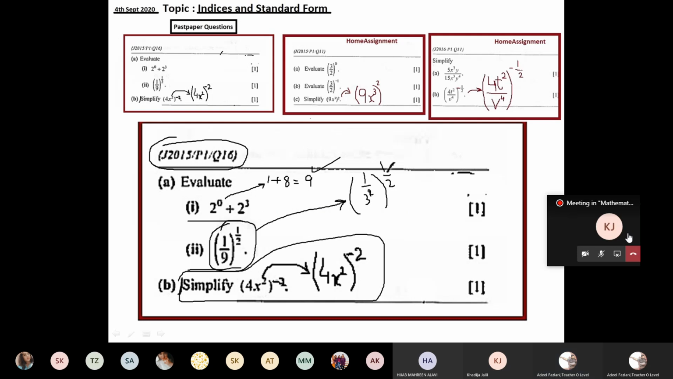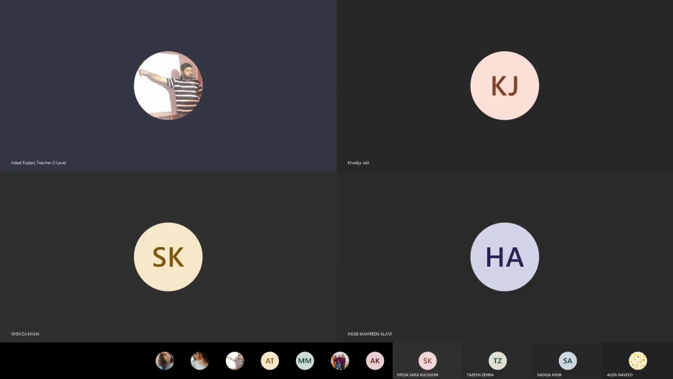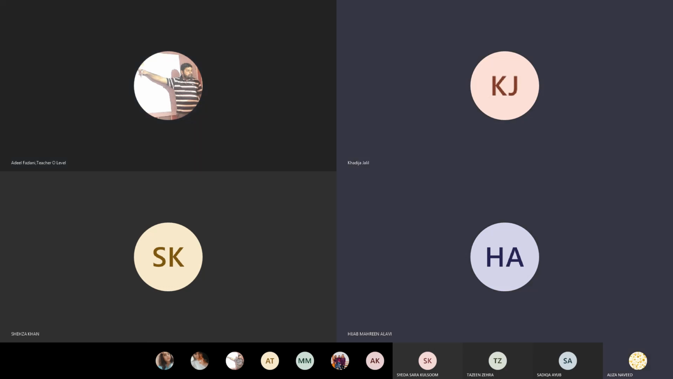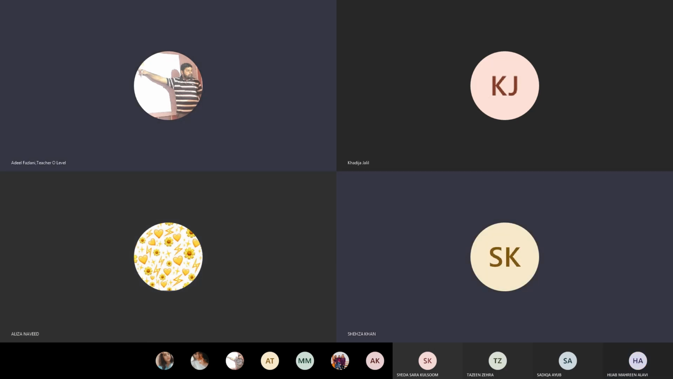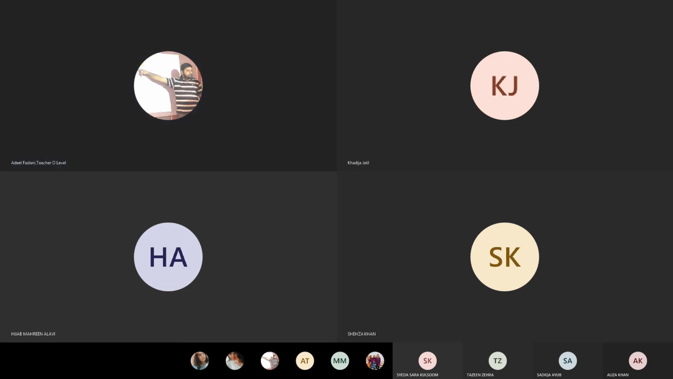Can you see the screen? Yes, sir. Class, am I audible to you? Now, after 3 power... Sir, the screen is gone. 1/3 square, whole power 1/2. And after this step, you have to... Sir, your screen is gone. Sir, screen is not visible. All right, screen is not visible. Let me reshare again. Due to an internet issue, this is happening. Let me execute again. As you can see the screen, please inform me, right?